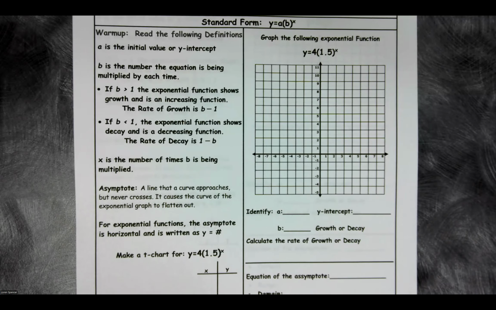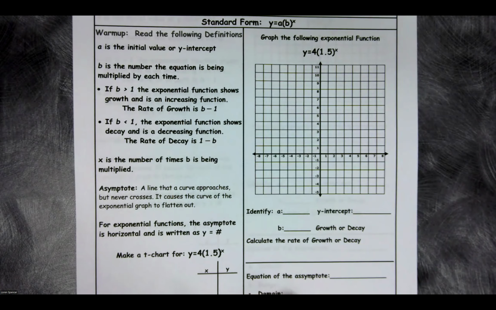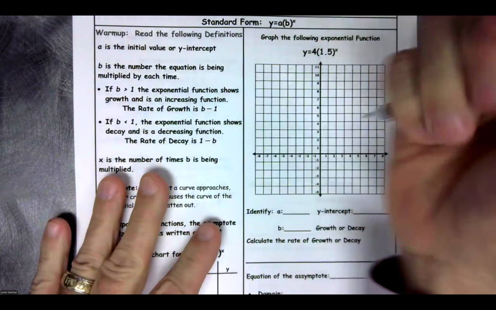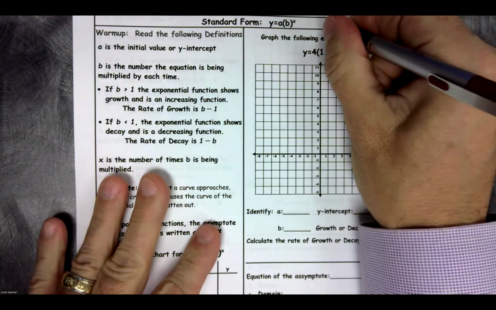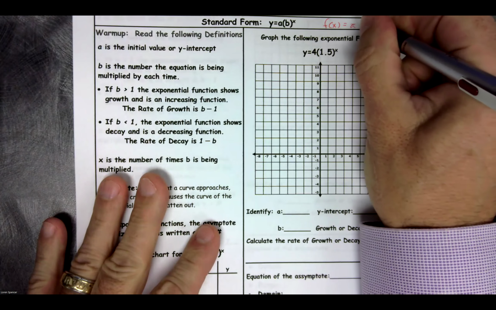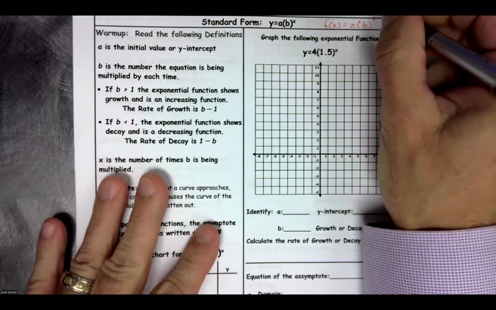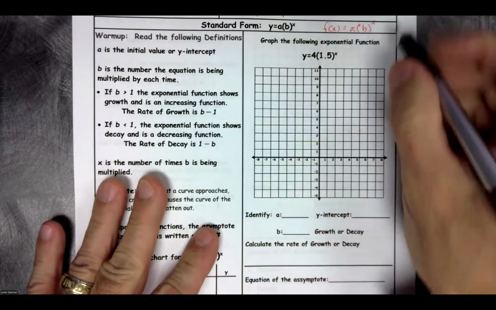Mr. Math Sensei, Mr. Sensei, and this is exponential functions day one. So first off, an exponential function is usually written as y equals a b to the x. It could also be written as f of x, which just means y equals a times parentheses b raised to the x. So let's talk about those different variables.